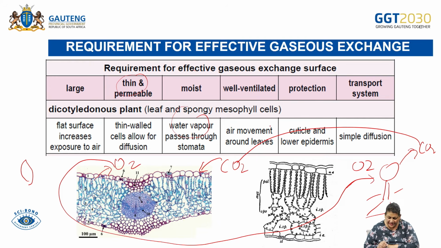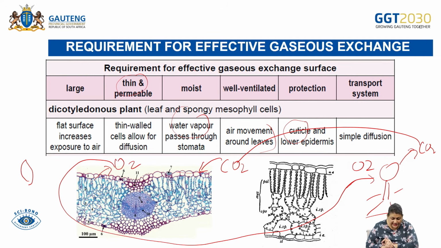It's well ventilated, which means the leaves are always exposed to the air, so the leaf is in direct contact with the air, so that gaseous exchange is easy. Protection: you find the cuticle. Here's a waxy cuticle that protects the leaf on the top and prevents it from drying out.